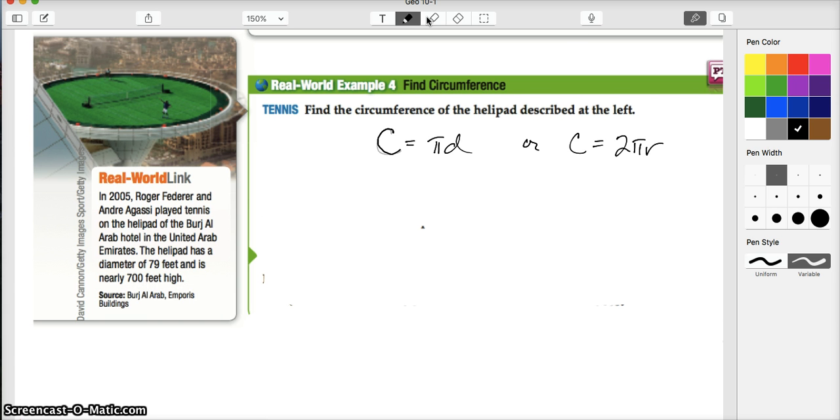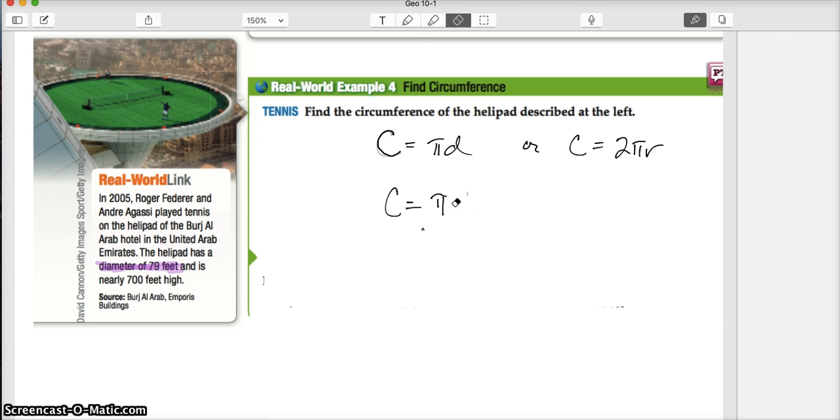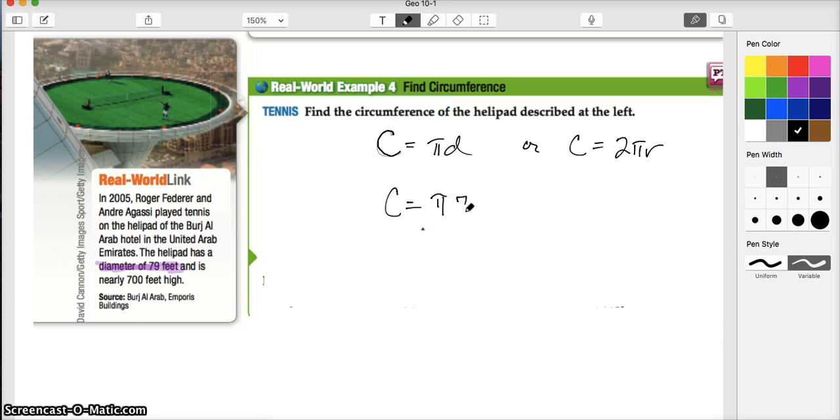So the key information here that we want to hold on to is the diameter, because that's the only thing we need in order to find the circumference. With that information, we know that circumference is equal to pi times the diameter. Technically, we could stop here and just replace the diameter with the value that we know, 79 feet. And technically, the circumference is equal to 79 pi. This is if you're asked for the exact answer. We're not going to give the exact answer.